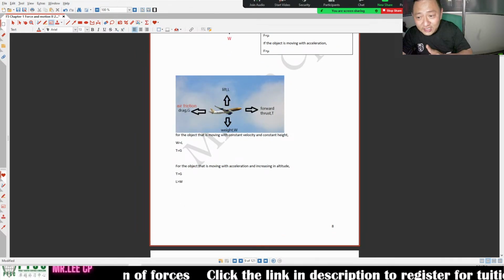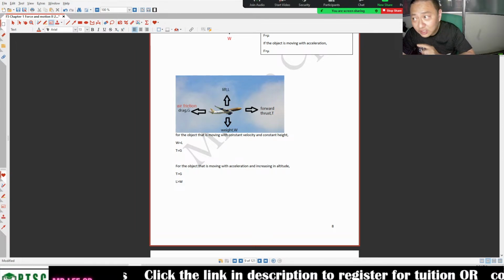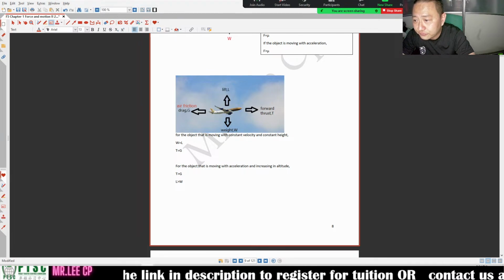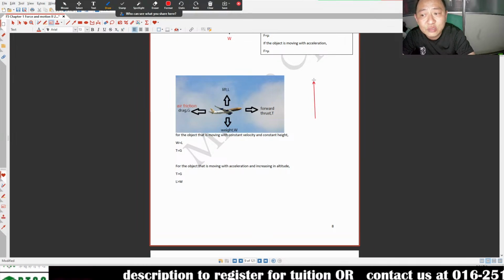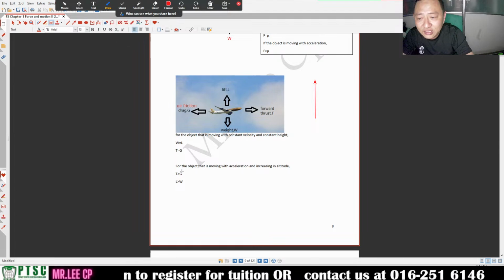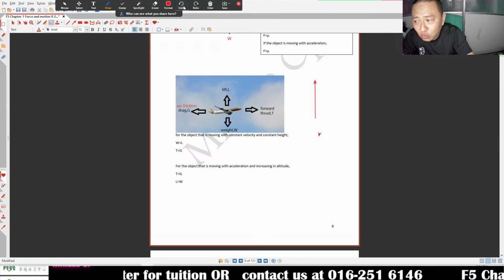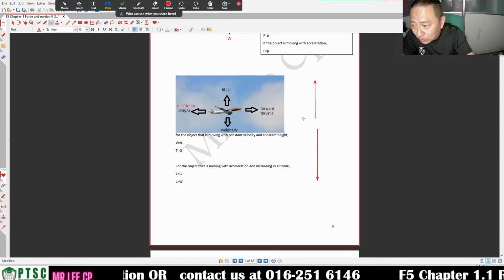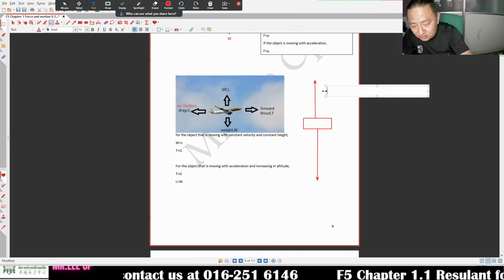Now, if this object is moving with acceleration, increasing in altitude, why is it increasing in altitude? Increasing altitude because it moves upward. So if it is accelerating upward, which one is bigger? You want to go up. Actually, if you want to go up, your upward force must be big.